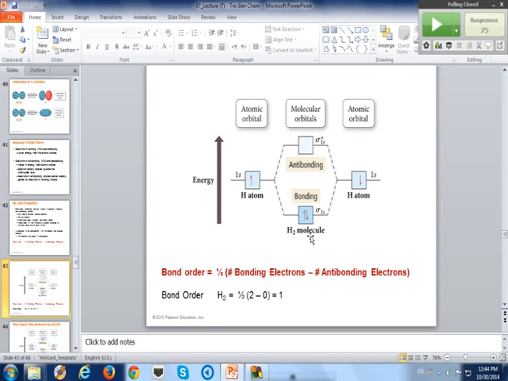Right? And this would be the electronic configuration for the molecular orbital of the hydrogen molecule, right? This would be its ground state, okay? Okay, so the bond order for such, how would you?